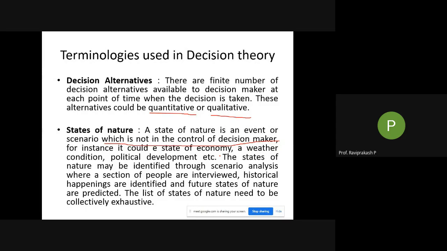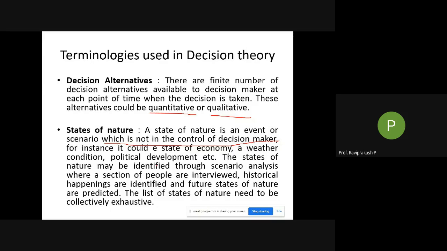For instance, it could be a state of economy, a weather condition, political development, etc. So you cannot have a particular control over this. If the economy is very high or very good, the infrastructure facilities are good, good roads are there, good vehicles are there, there are too many buses that are running, and you can afford your own vehicle. So this comes under the state of economy.